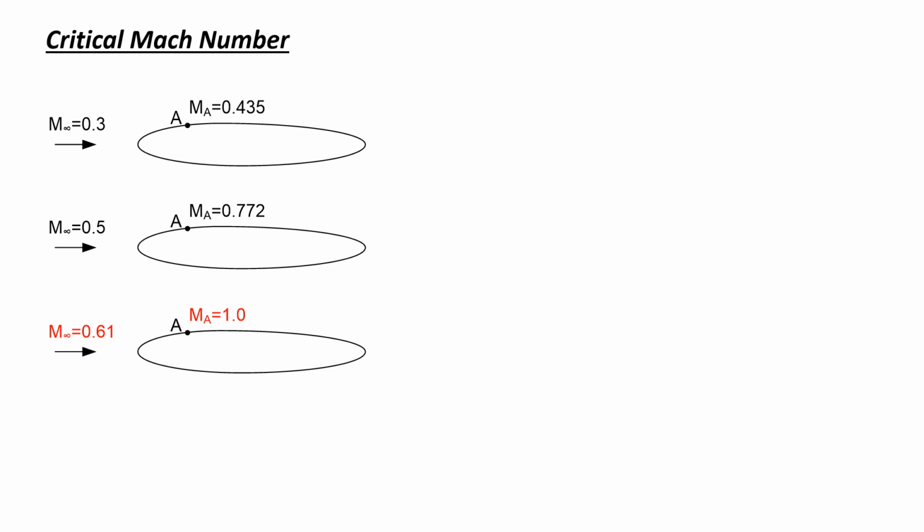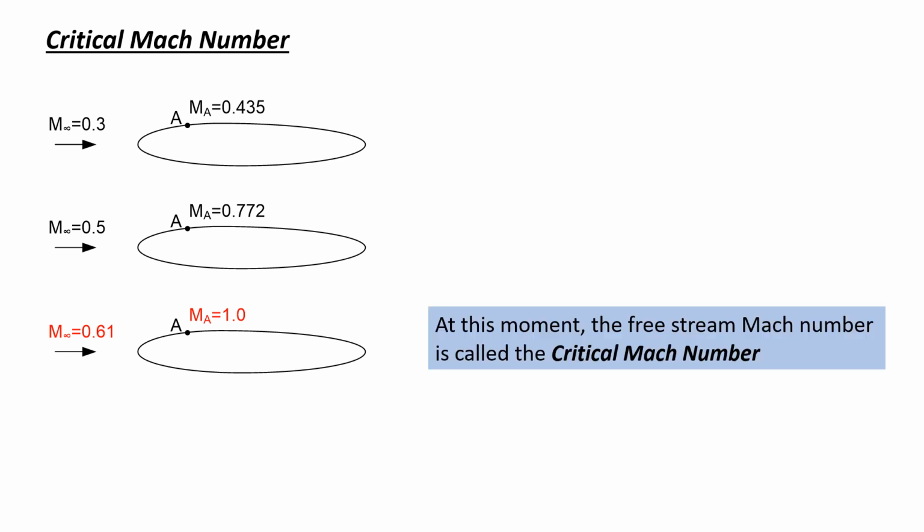You may realize that I highlighted the numbers in red. For this case, it must be something special. That's right. In this case, the free stream Mach number is called the critical Mach number. So basically, critical Mach number is a free stream Mach number when a point over the aerofoil or the wing reaches sonic speed.